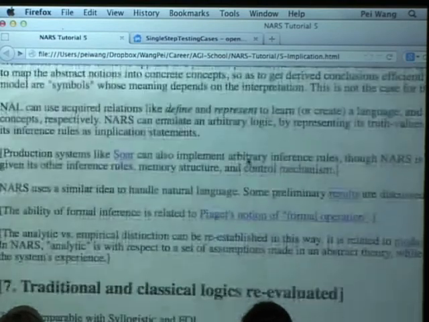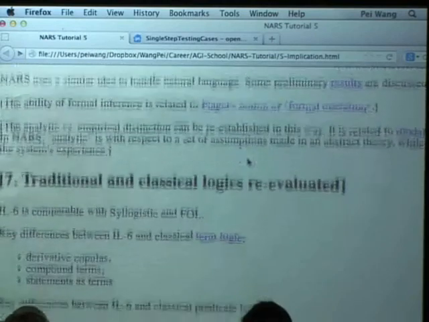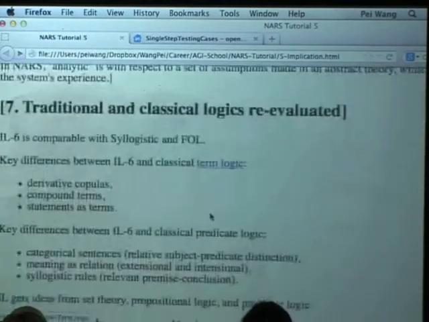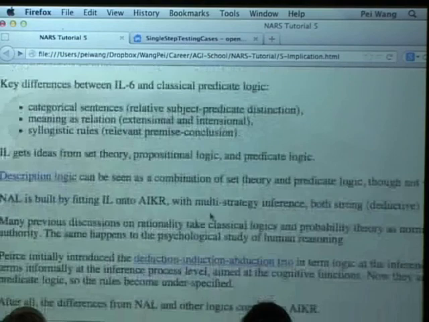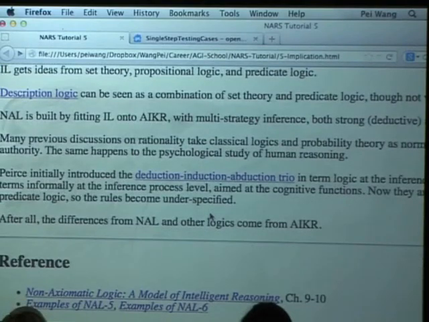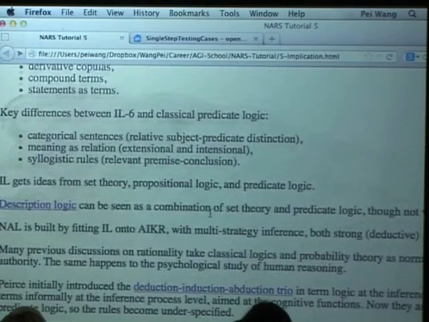So I think there is another paragraph which basically compares this logic with traditional logic. If you're a logician, you may be interested. Otherwise, I will not bother you with that.